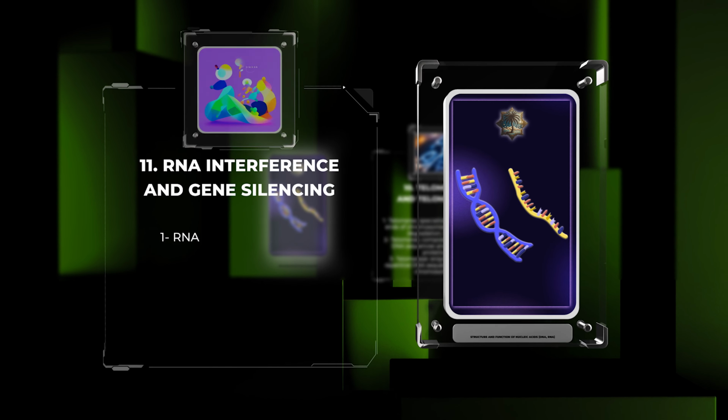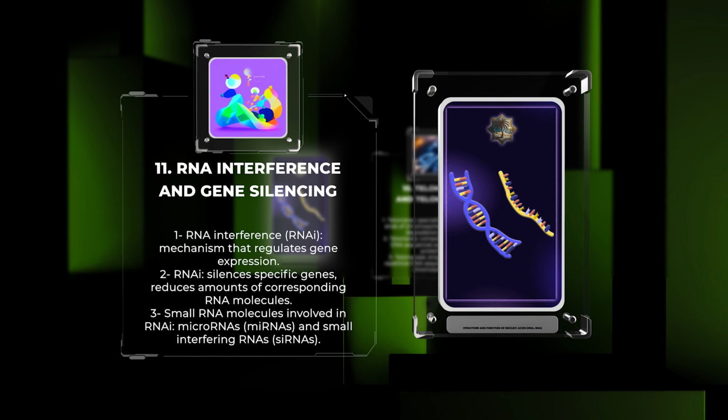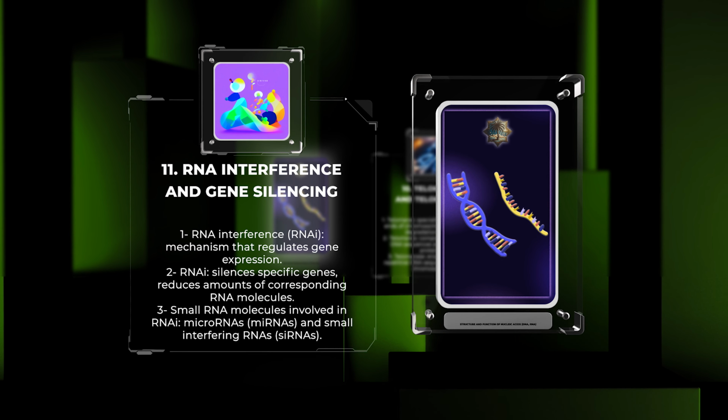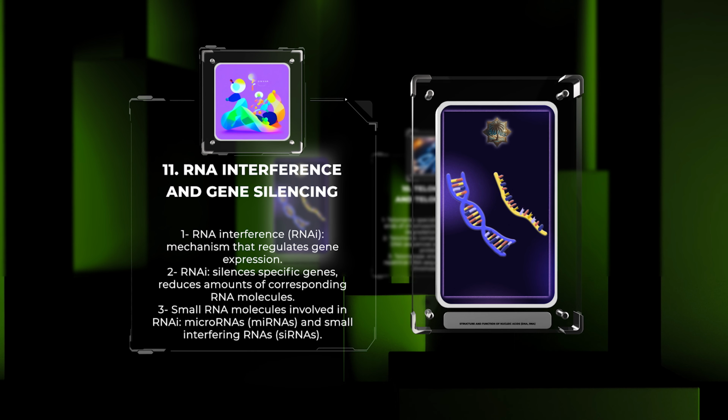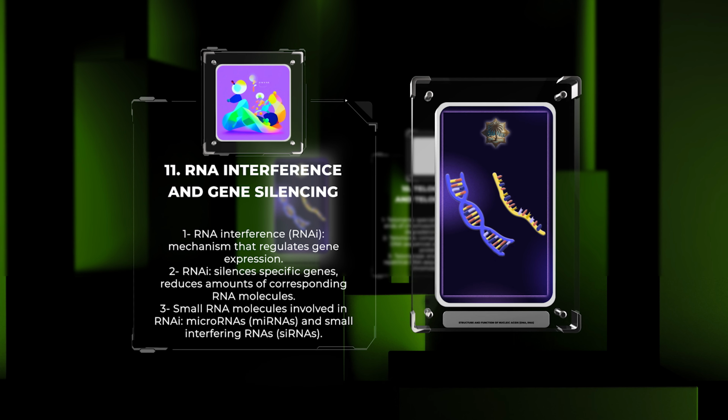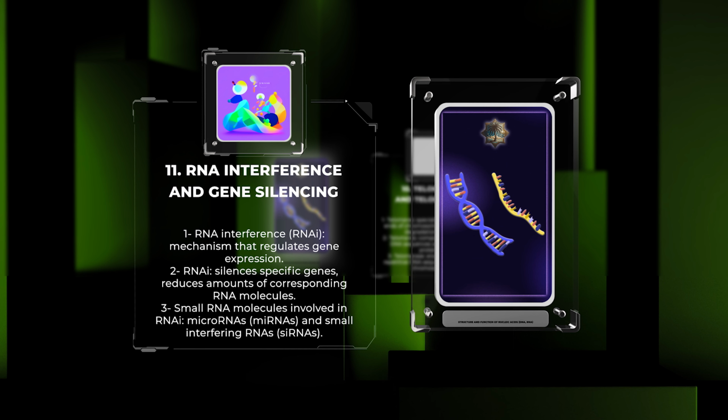RNA interference, RNAi, is a powerful mechanism that regulates gene expression by silencing specific genes or reducing the amount of their corresponding RNA molecules. This process occurs through the action of small RNA molecules, such as microRNAs, miRNAs, and small interfering RNAs, siRNAs. RNAi has emerged as a valuable tool for gene manipulation and therapeutic interventions. It has the potential to treat genetic diseases, viral infections, and even certain types of cancer.